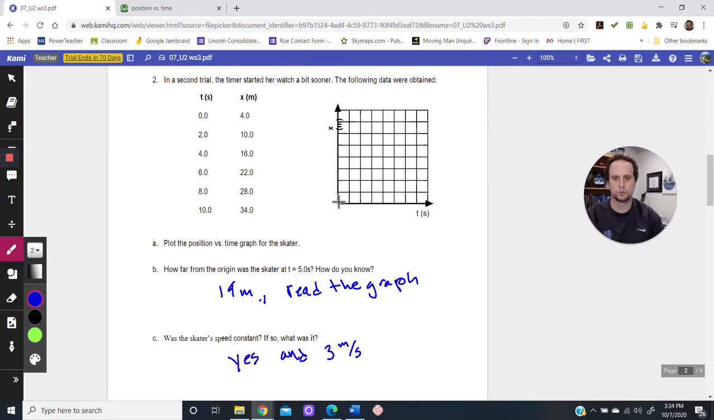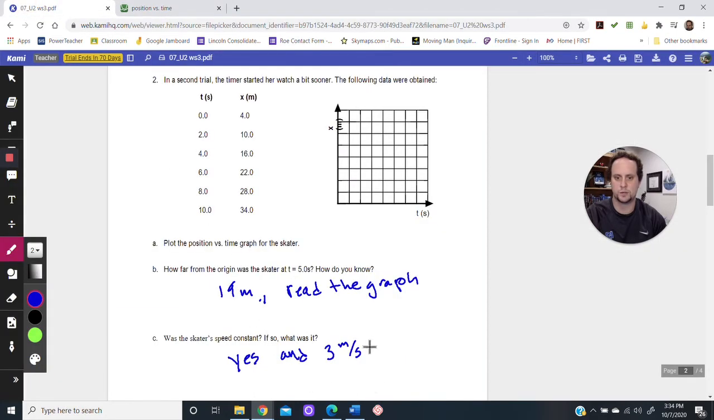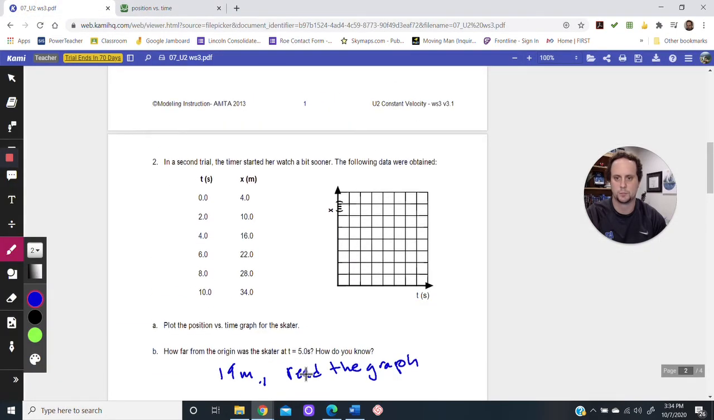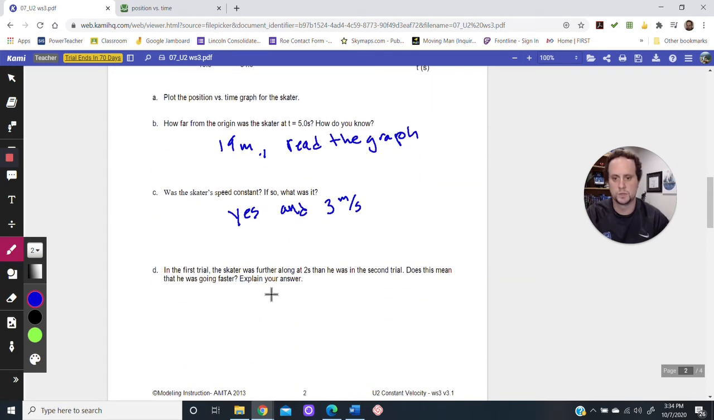Just kind of tracing it along. Was the skater's speed constant? Yes, it was. How much was it? Same thing. We do the fit. This one I called P2 and T2 for problem 2, position 2, time 2. The slope is 3. The y-intercept is 4. Slope was 3 meters per second. The previous one was 2 meters per second, so traveling faster.